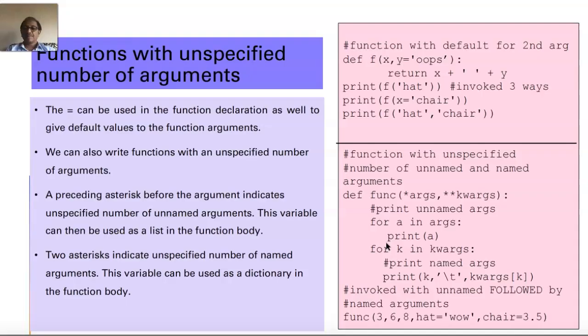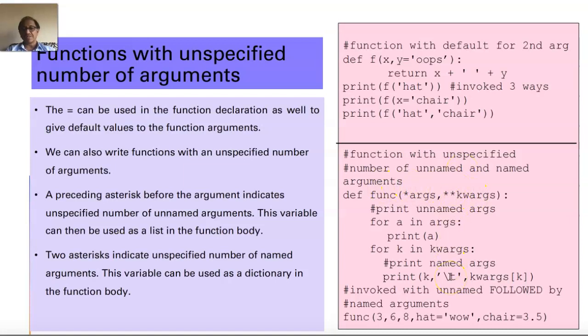So we are invoking func now. func(3, 6, 8, hat='wow', chair=3.5). Look at these 3, 6, 8. These are unnamed. These will be assigned to args automatically. Once you start giving a name, hat equal to 'wow', this is assigned to kwargs. Chair equal to 3.5. Okay, so this is how we invoke the arguments, whether named or unnamed.